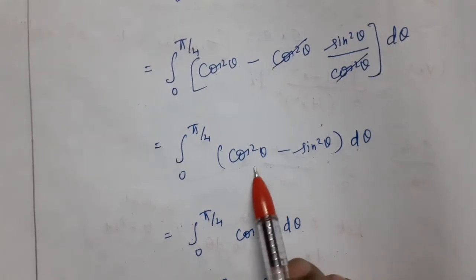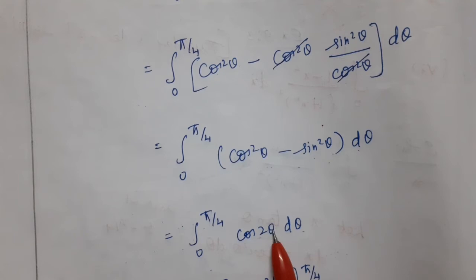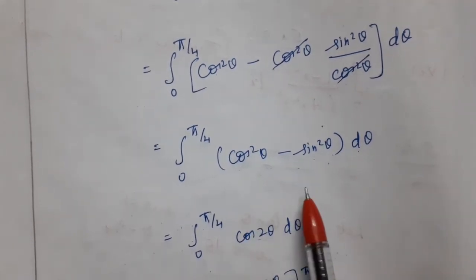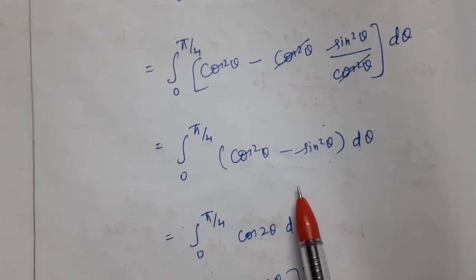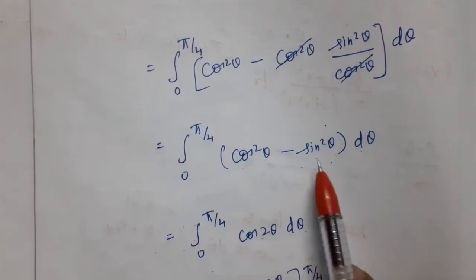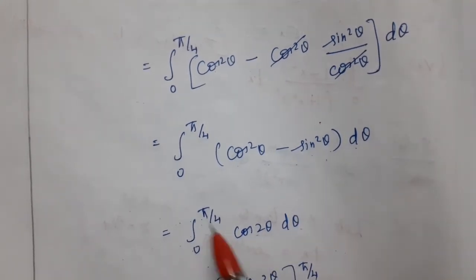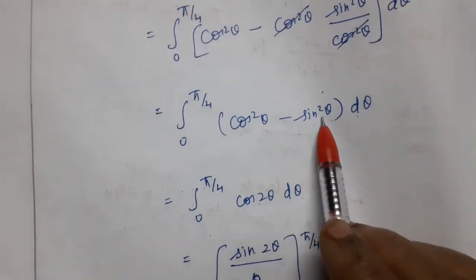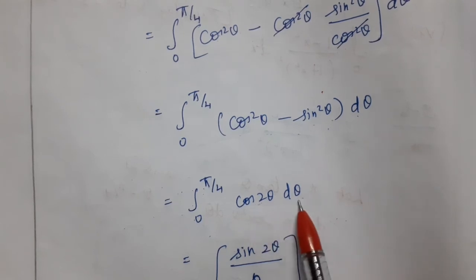Now we remember that we have the cos 2 theta formula. Cos 2 theta equal to cos square theta minus sin square theta, equal to 2 cos square theta minus 1, equal to 1 minus 2 sin square theta, the three trigonometric formulas. Here cos square theta minus sin square theta is rewritten as cos 2 theta. Integral from 0 to pi by 4 of cos 2 theta d theta.